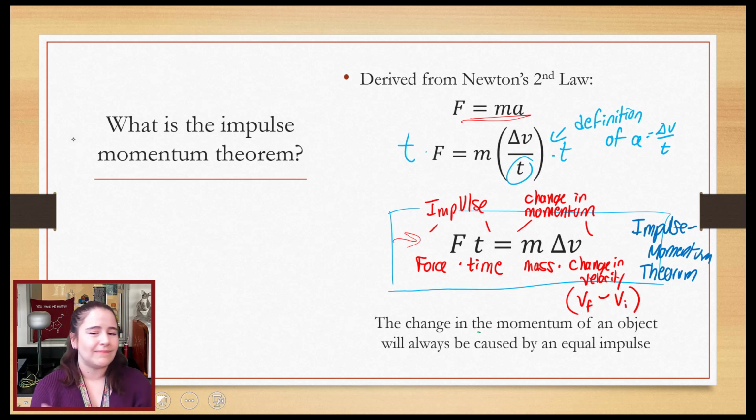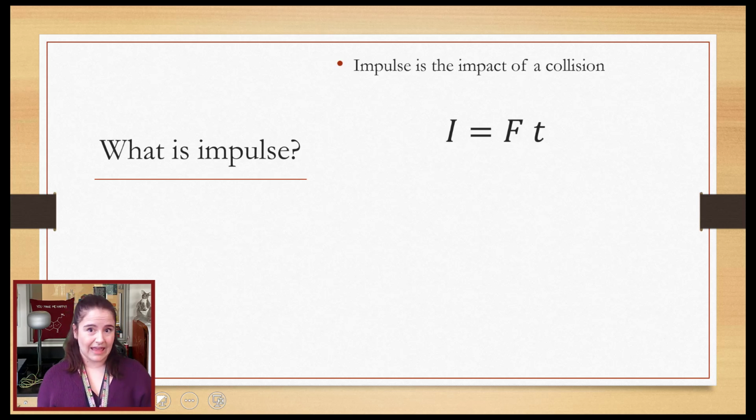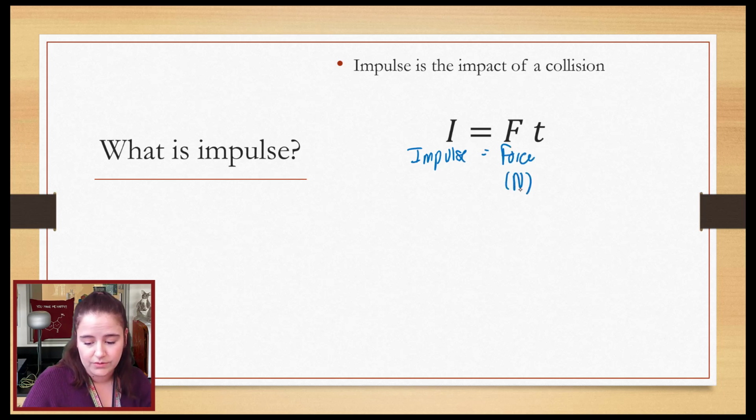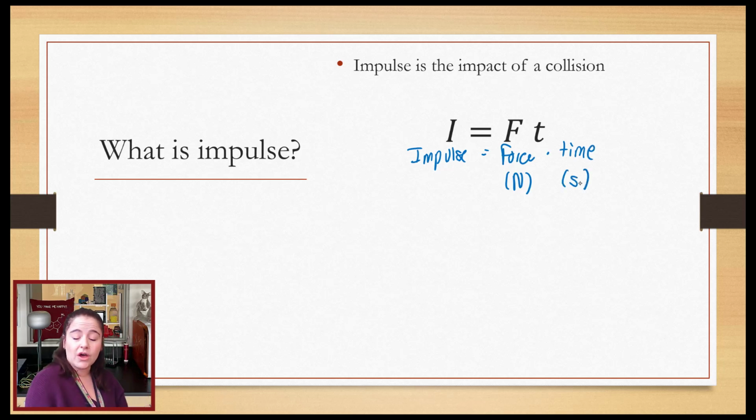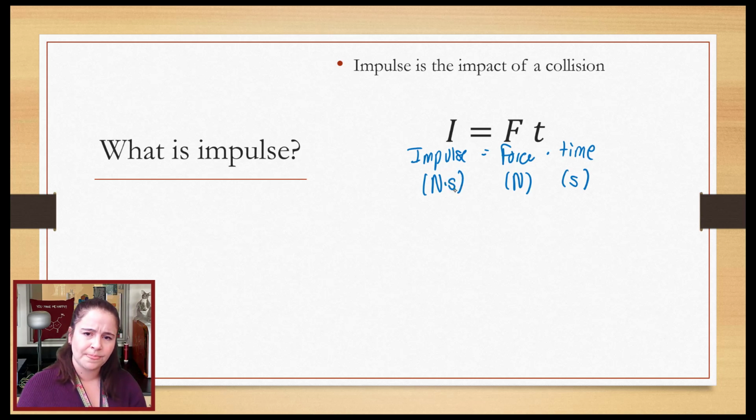But let's zoom in on that impulse part of it for a second. That impulse part of the equation is just the impact of the collision, the force times the time. So if we're looking at its units, I is impulse, equals the force, which we usually have in units of newtons, times the time, which is units of seconds. So impulse gets the units of newton seconds.